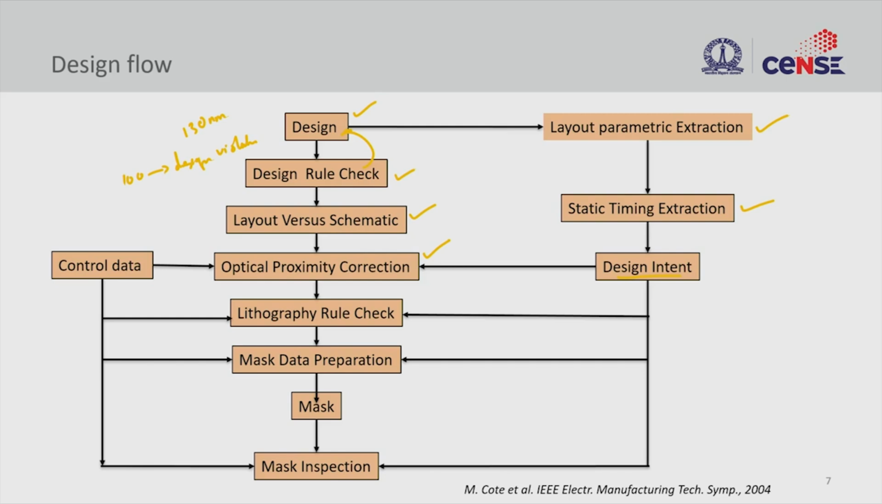And this correction is done by using your lithography details, right? So you will have lithography rule check after that, and then you have the mask data and then your mask inspection data. All these things are there. So this control data is nothing but your process data. So I am going to do some lithography process, and this is the limitation of my lithography process. So I feed those data for optical proximity correction. I feed the same data for rule check as well, for data prep, and also mask inspection.